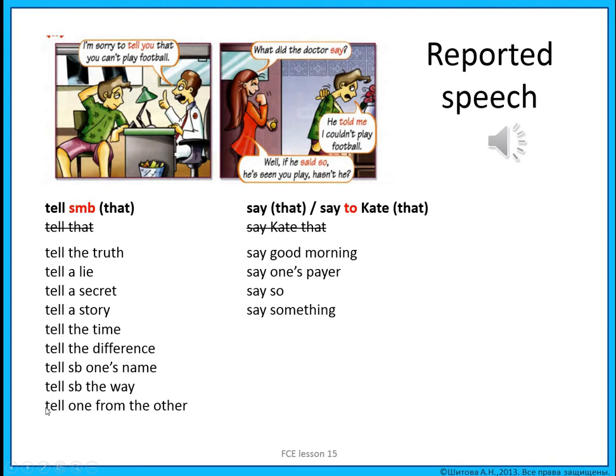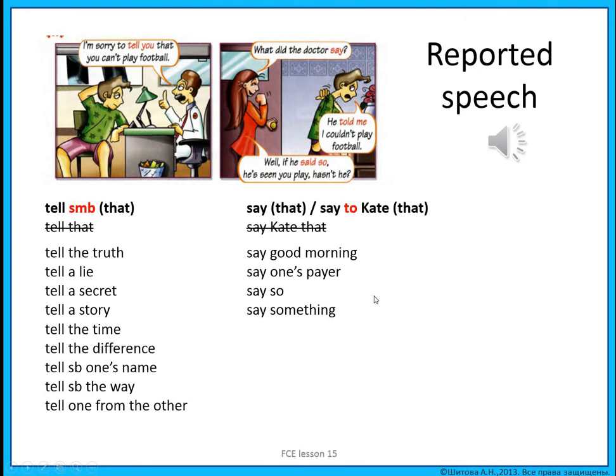Sometimes, in these set expressions, you can omit the object. He has just told a lie. He has just told us a lie, so you can omit somebody in these expressions. Say: he said goodbye, he said good morning, he said some phrase. So you can use say here. Then say one's prayer, сказать молитву, say so, сказать так, say something, скажи что-нибудь. So in these expressions you use say.